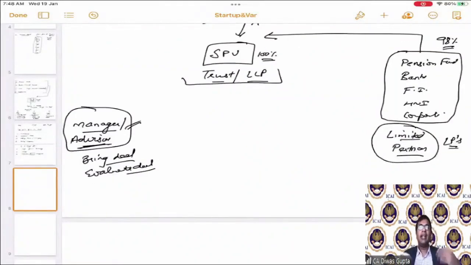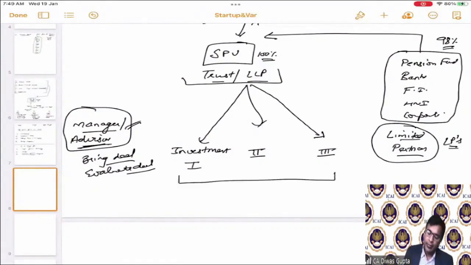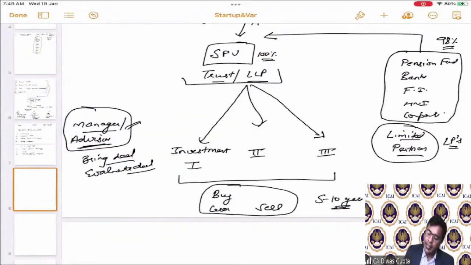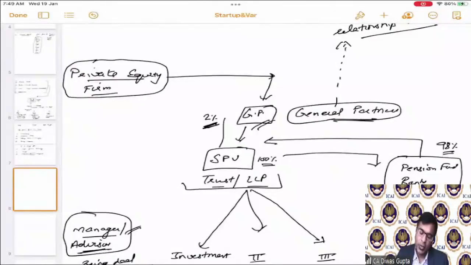So it will, let's say, bring some 10 deals to the table with the general partners, and they will analyze those 10 deals. They will finalize, let's say, 3 deals, and they will invest in those 3 deals: investment 1, 2, and 3. In all these 3 deals, they will invest, and then they will buy, grow, and sell. This is the life cycle that we have already seen. This will be completed in, let's say, 5 to 10 years, and whatever amount they get, the returns will backflow to the LPs as well as to the GPs, and hence to the private equity firm.